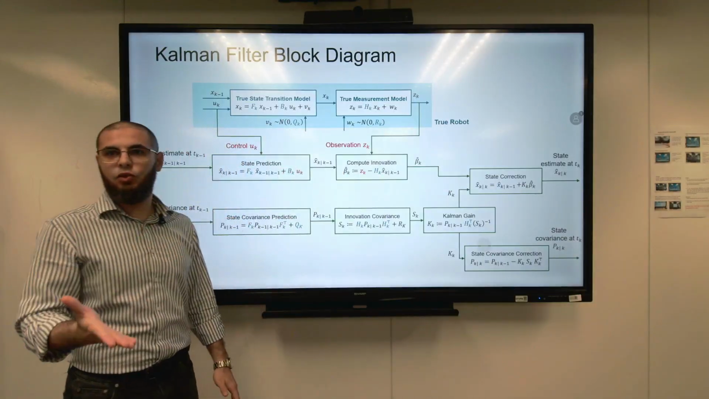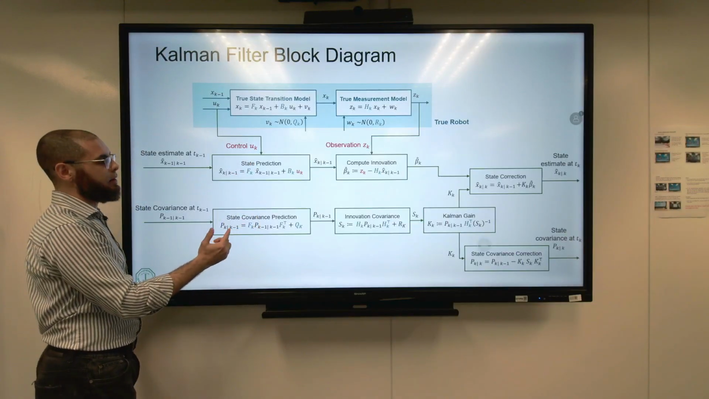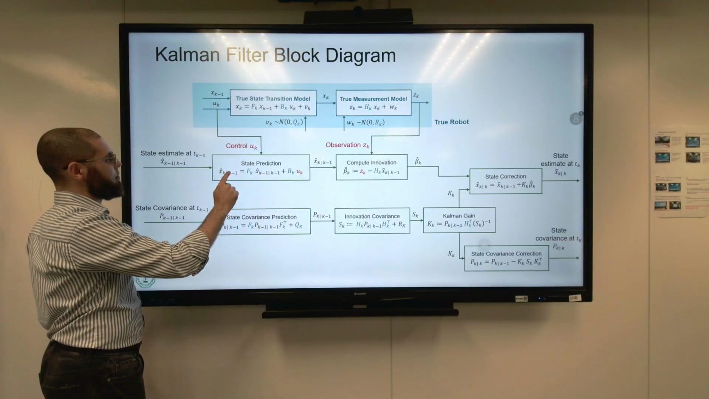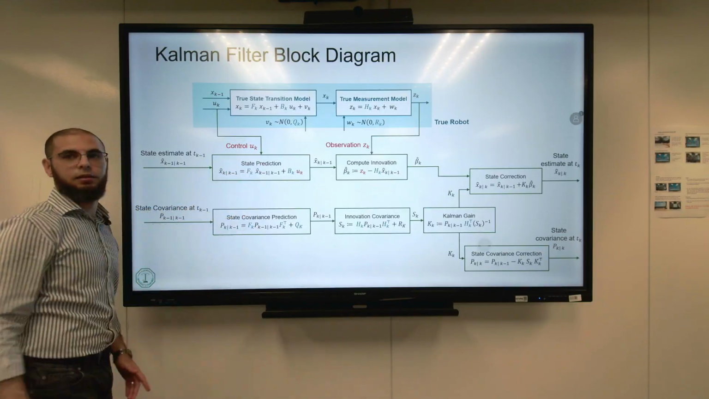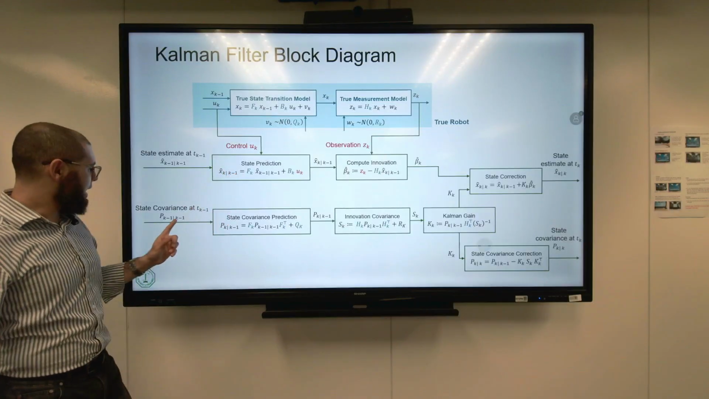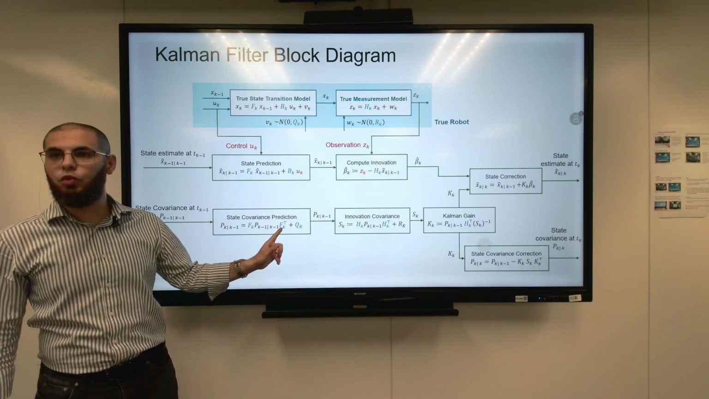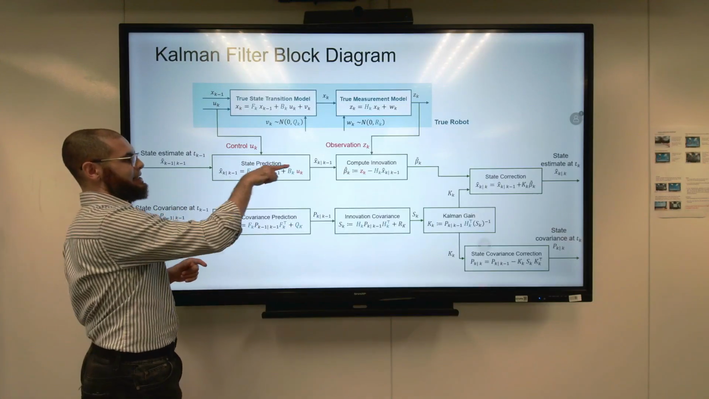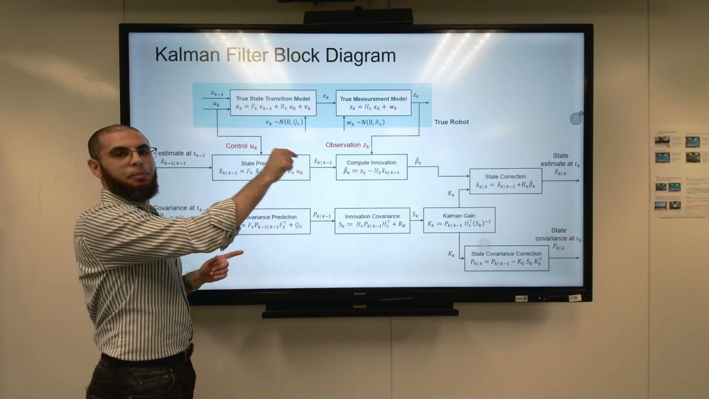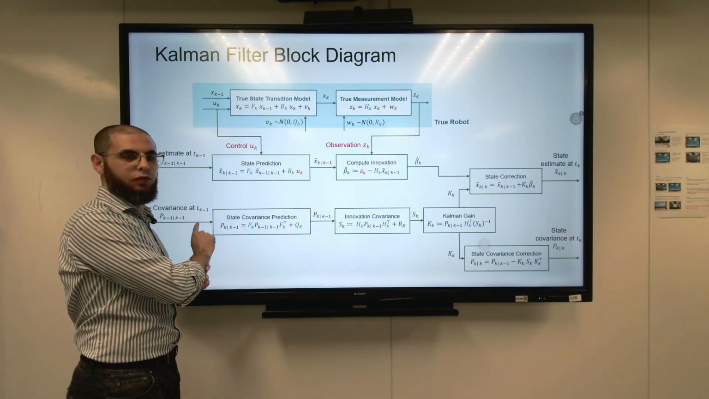The first step that you do is a prediction. So these are the two predictions. This is the state prediction. You see, I use the state and the control, and I do an update for the state. And then I use the covariance. And you see here, I have the F and the Q. I use them to update the covariance. So I do a prediction for the state, and I do a prediction for the covariance.